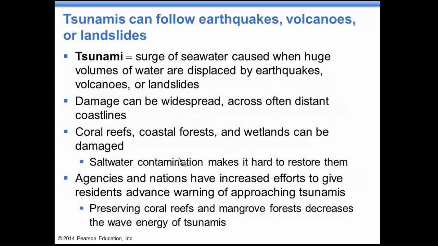Tsunamis can follow earthquakes, volcanoes, or landslides. Earthquakes, volcanic eruptions, and large coastal landslides can all displace huge volumes of ocean water instantaneously and trigger a tsunami. Residents of the United States are vulnerable to tsunamis as well. One of the best protections against tsunamis is advanced warning.